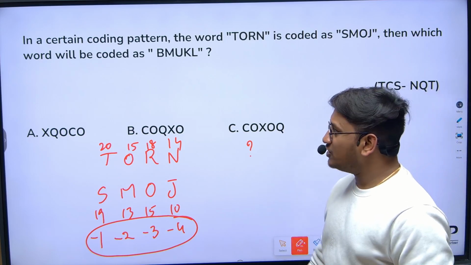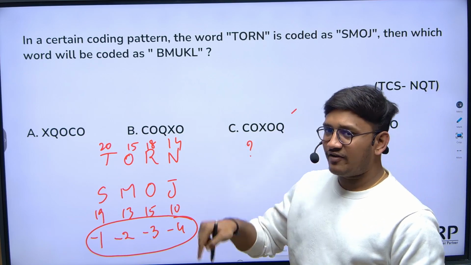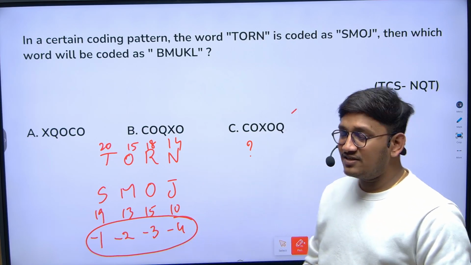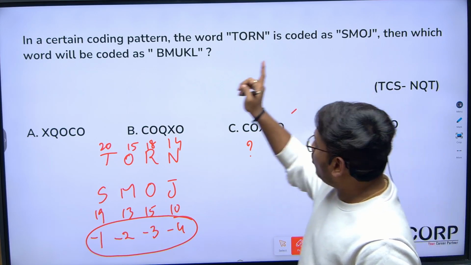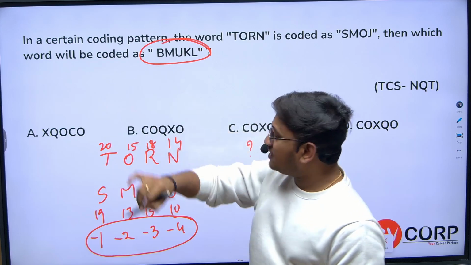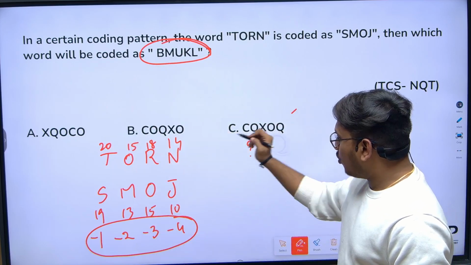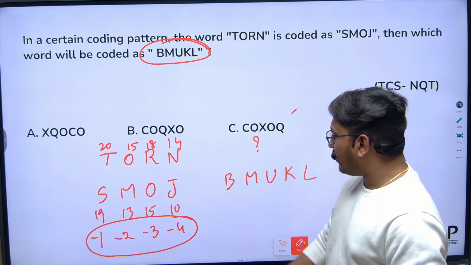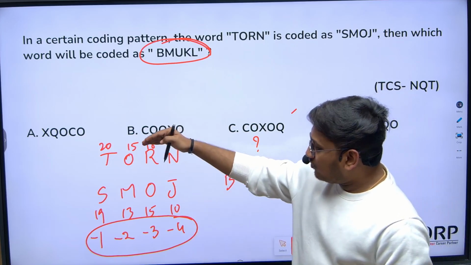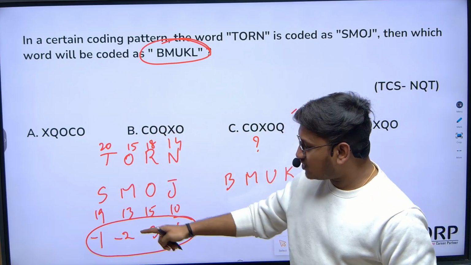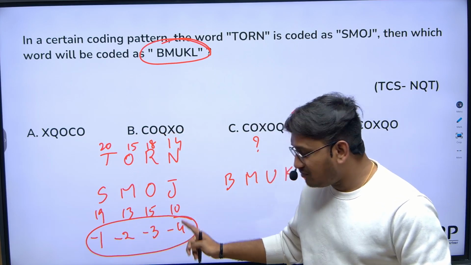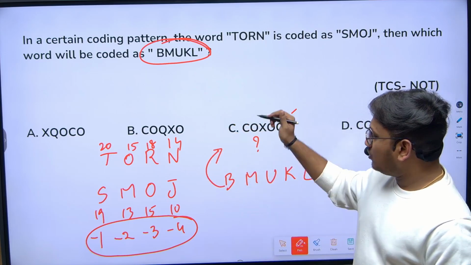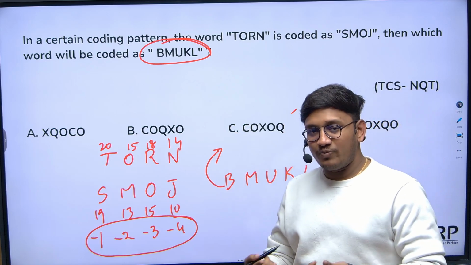What students will basically do is write BMUKL and just apply the logic -1, -2, -3, -4. But here they are asking, which word will be coded as BMUKL? The coded word is already given, BMUKL. They are asking you to find the original word. From the original word to the coded word, the logic is -1, -2, -3, -4. But when you are going in reverse from coded to original word, you have to go with +1, +2, +3, +4, right?